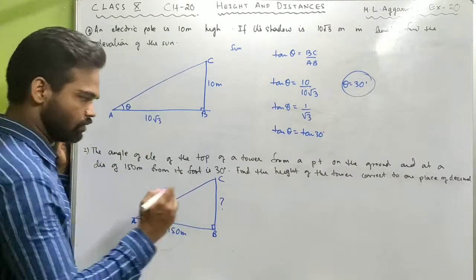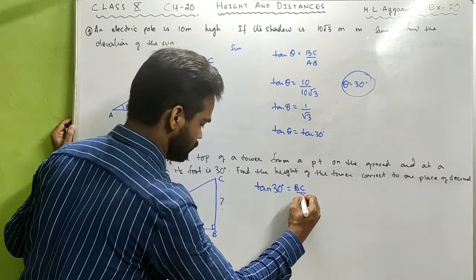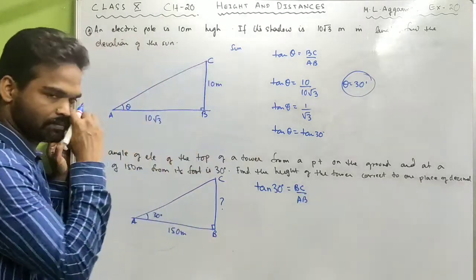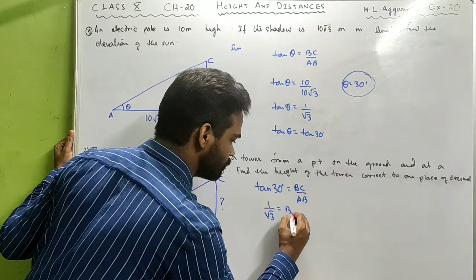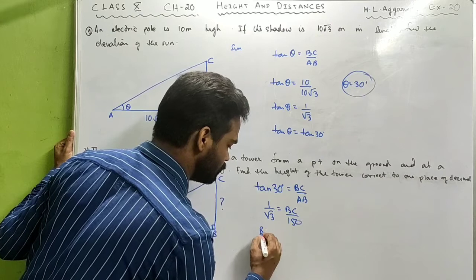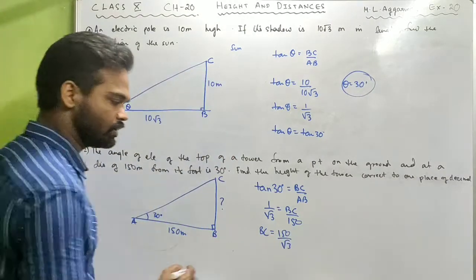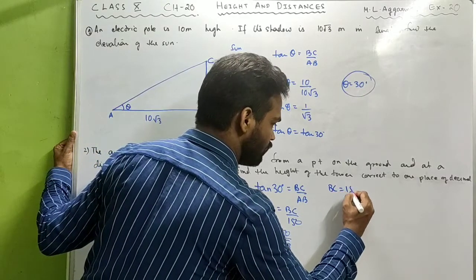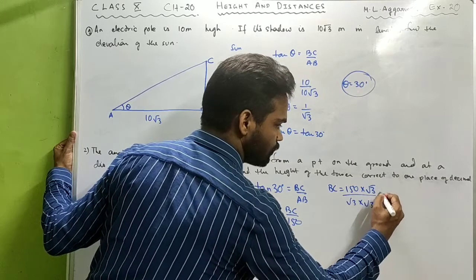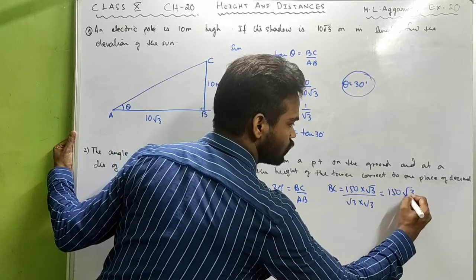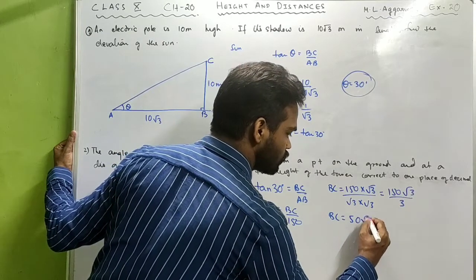BC. Same, we'll use tangent. Tan 30 is BC by AB, no doubt in that. Now tan 30 is 1 by root 3 is BC by 150, which means BC is 150 by root 3. We'll rationalize the denominator, which means BC is 150 into root 3 by root 3 into root 3. That's 150 root 3 by 3. So BC will be 50 root 3.